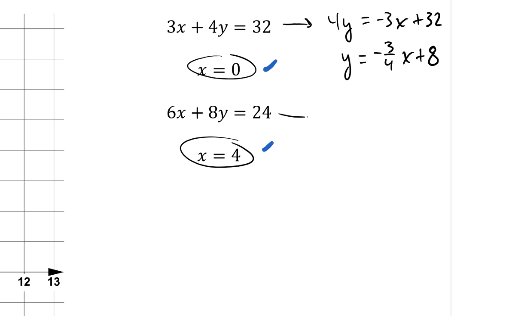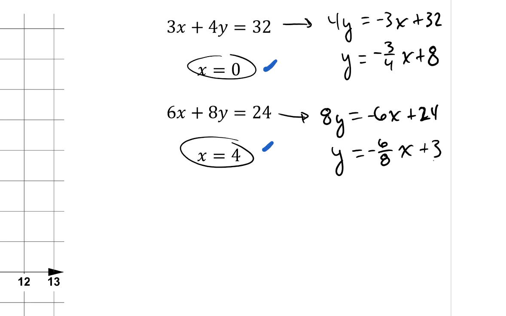Let's do the same thing with the other equation while we're here. So this would become 8y equals negative 6x plus 24. And then I'm going to divide by 8. So y equals negative 6/8 x. And then 24 divided by 8 should be, what is it, 4? No, 3 times 8 is 24. I've done this recently. That's a problem. 3 times 8 is 24.